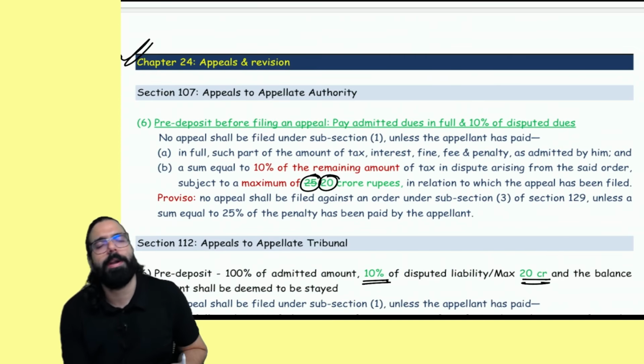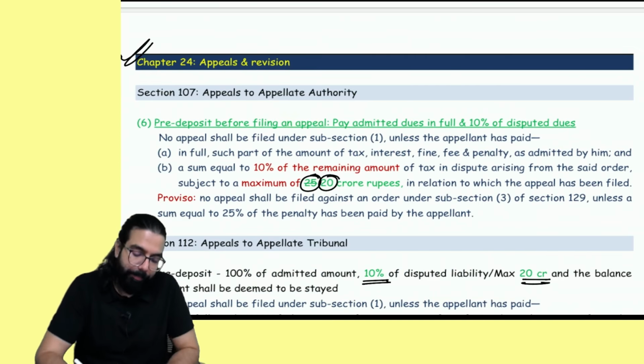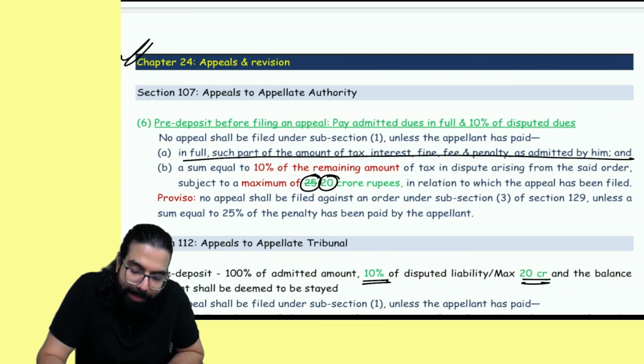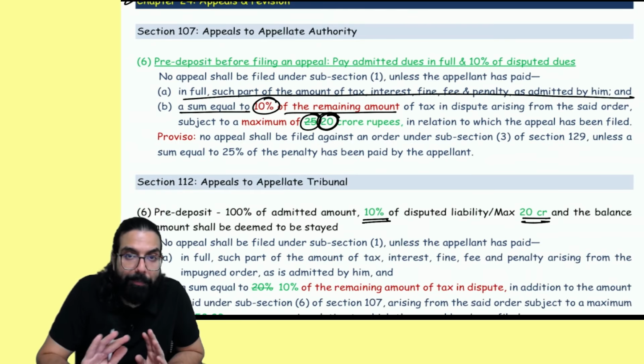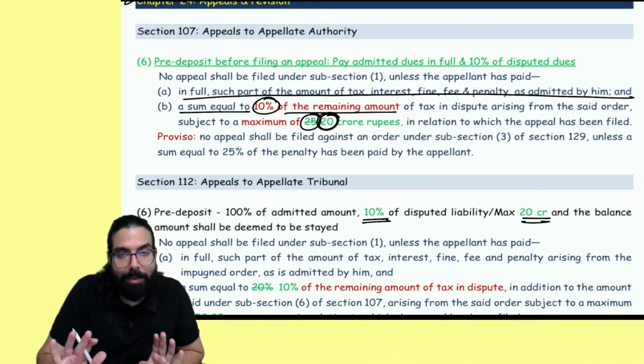For the appellate authority, the maximum pre-deposit is how much, sir? 10%. Whatever you have admitted, full tax, interest, penalty is paid. Whatever you have not admitted, 10% of the remaining amount has to be paid. Maximum is not 25, it is 20 crore. Under the IGST Act, 40 crore.